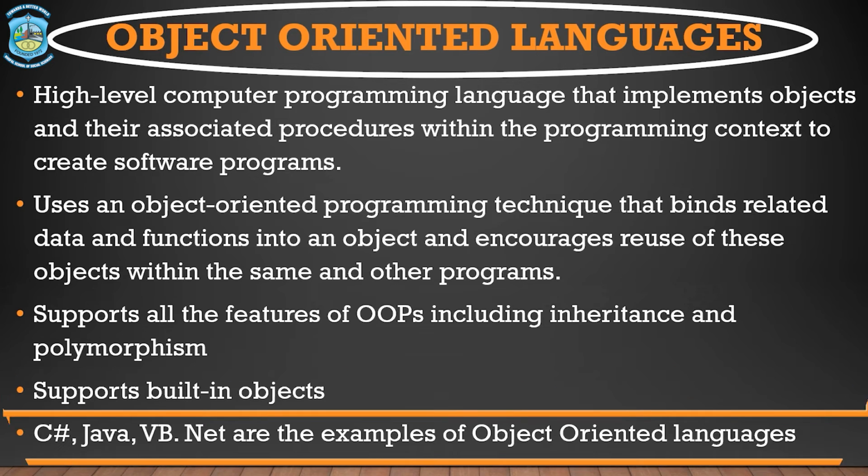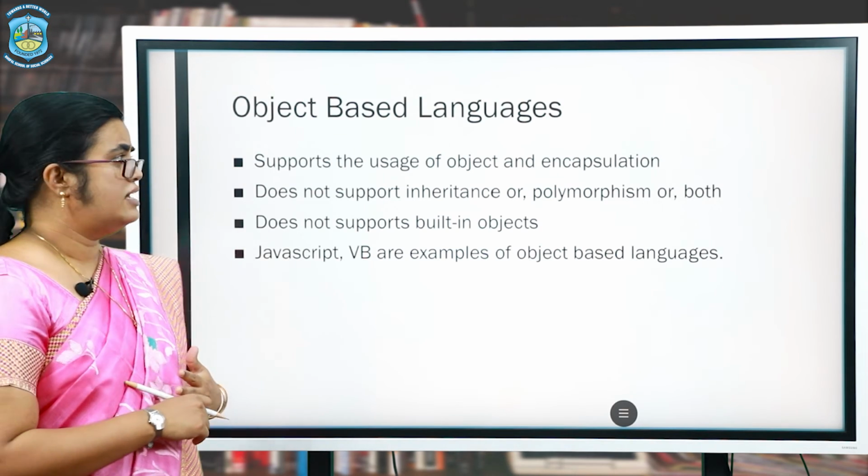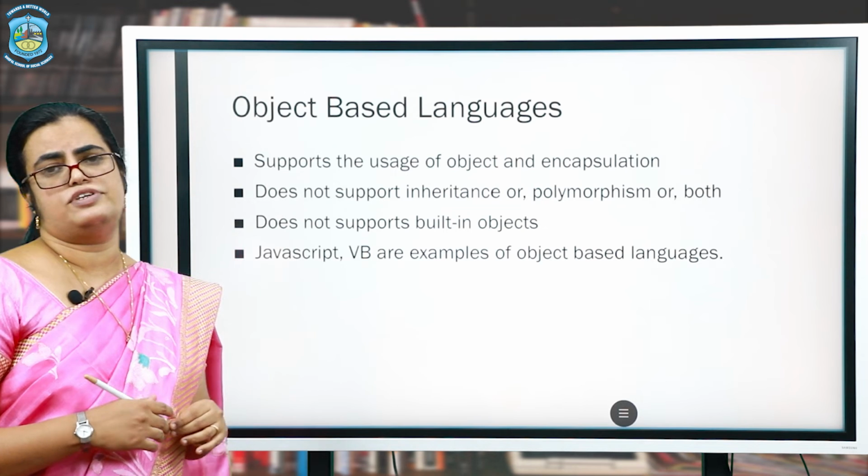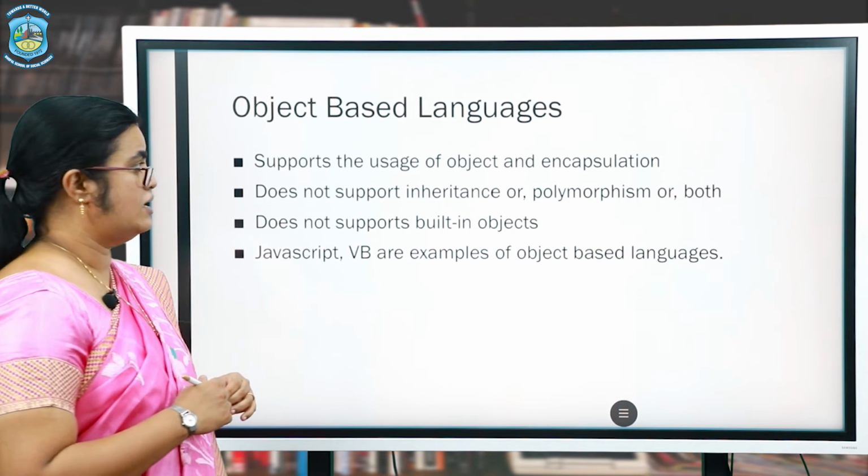Now let me tell you about some of the very popular object-oriented languages. C# has been a very popular object-oriented language. Nowadays, a lot of programming is taking place using C#. Java and Visual Basic.NET are examples of object-oriented languages. Now the basic question arises, what are object-based languages and how are they different from object-oriented languages?